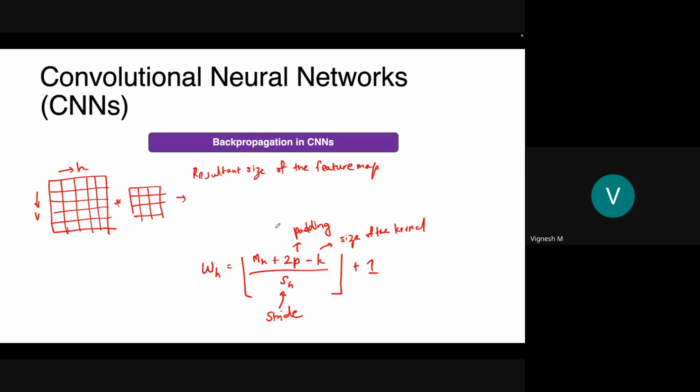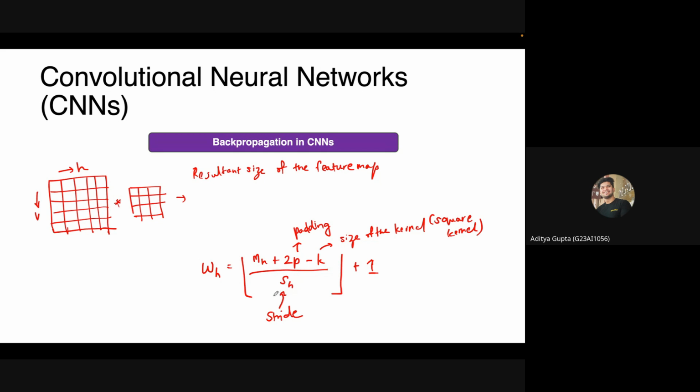And then sometimes k can also have a subscript, depending upon the type of kernel you use. Most often than not, you will use a square kernel, that is, the rows and the columns are the same, so you don't have to worry about this. K is the same irrespective of which side or dimension you're choosing. And the stride also.